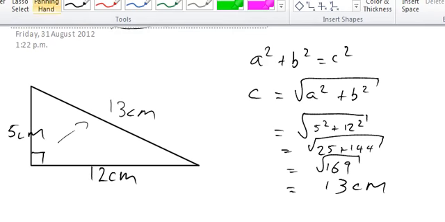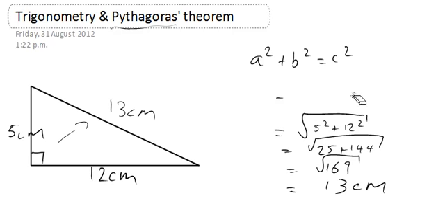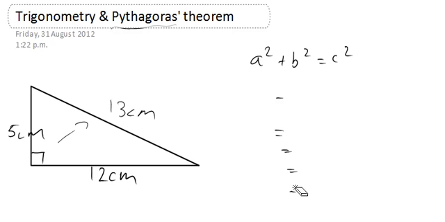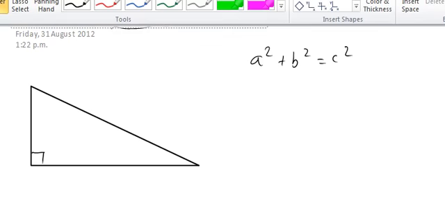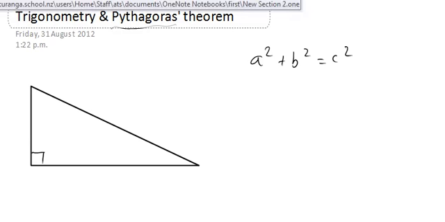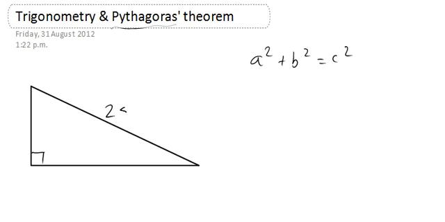So let me just erase this because I need to go back and do another one. So now imagine I'm going to do a new one. I'm going to keep the same formula, and I'm going to make this side 25 centimeters and this side 24 centimeters. And now I'm trying to find this side.